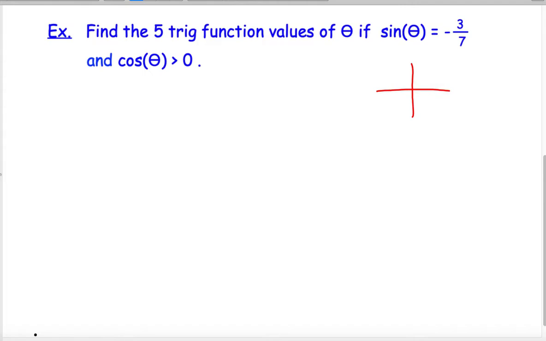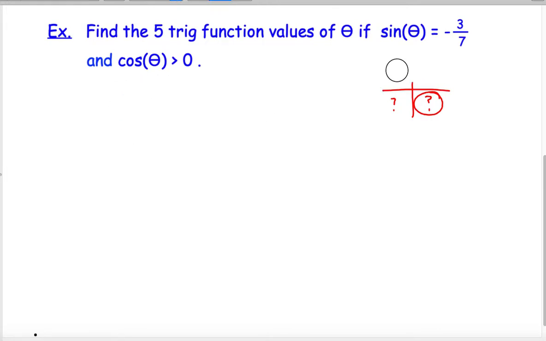Where would that happen? Well, that could happen down here or here, because the y value is negative. So I'm not sure, are we talking the third or fourth quadrant? But then we get this other piece of information that says the cosine is greater than 0. Well, that happens either here or here, because the cosine is the x value. So the only overlapping quadrant, we've got to be in the fourth quadrant for this problem. For the sine to be negative and the cosine to be positive, that only happens in the fourth quadrant.